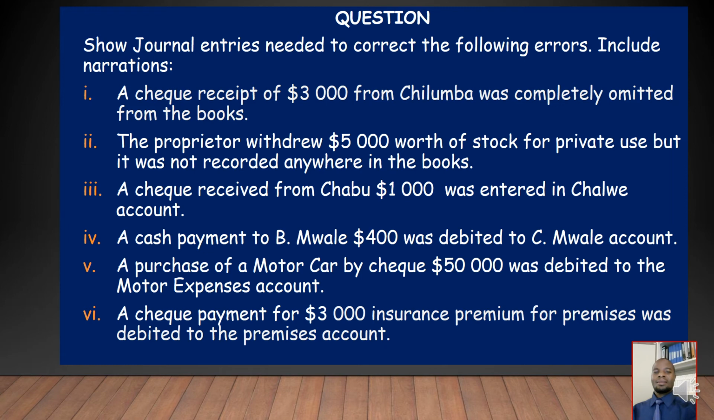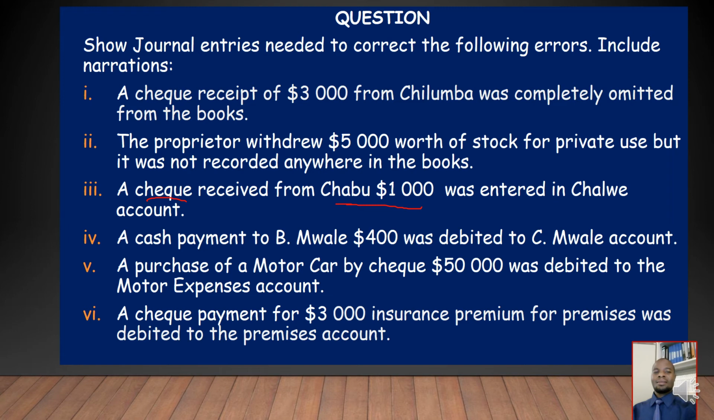So from this question, we are now concentrating on part 3 and 4 of the question. Let's look at part 3 of the question. A check received from Chabu, 1,000, was entered in Chalwe account. As you can see, the names are quite similar, and the accountant made a mistake and posted in the wrong account.